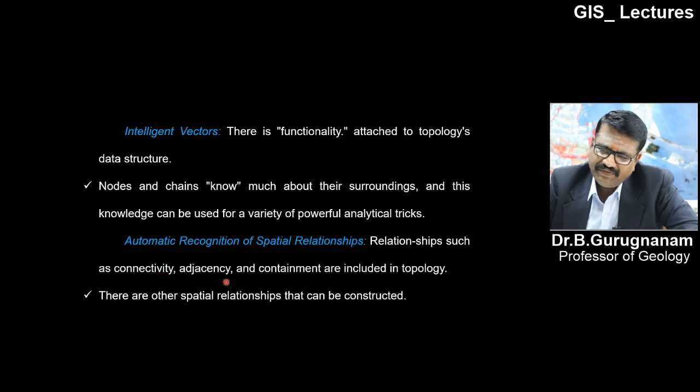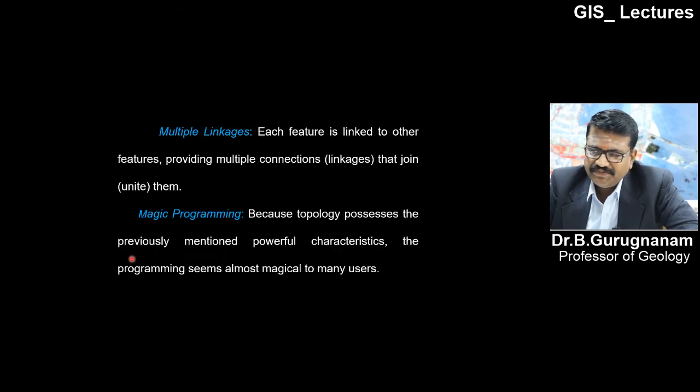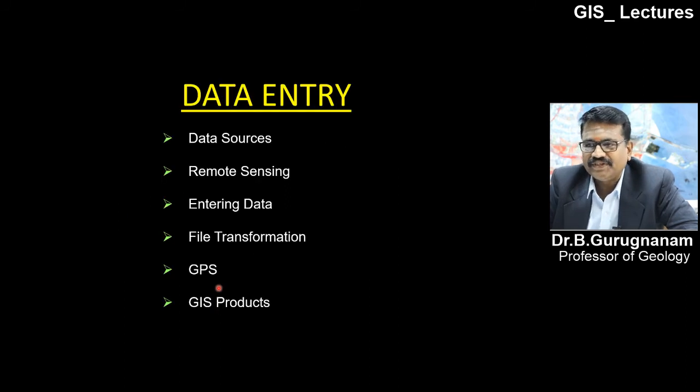To understand the connectivity, adjacency and containment. So this is the topology. Connectivity, adjacency and containment are included in topology. There are other spatial relationships that can be constructed, and it has multiple linkage, it has magic programming. Multiple linkage: each feature is linked to other features, providing multiple connections to join them. Magic programming: because topology possesses the previously mentioned powerful characteristics, connectivity, contiguity and adjacency, the programming seems almost magical to many users.